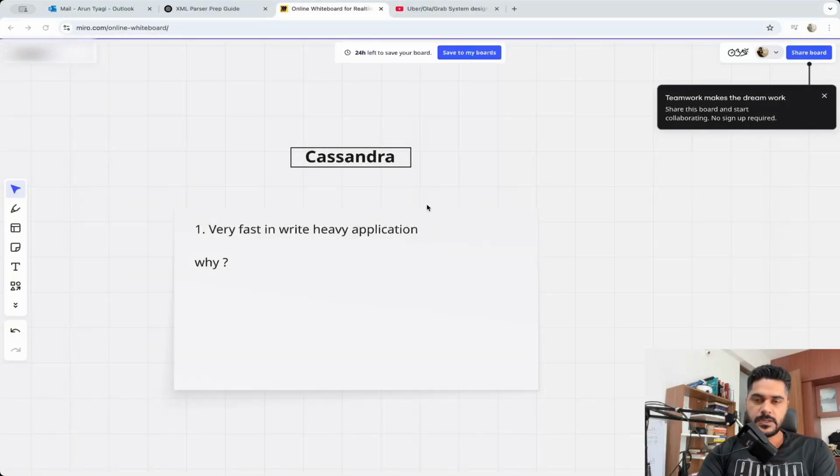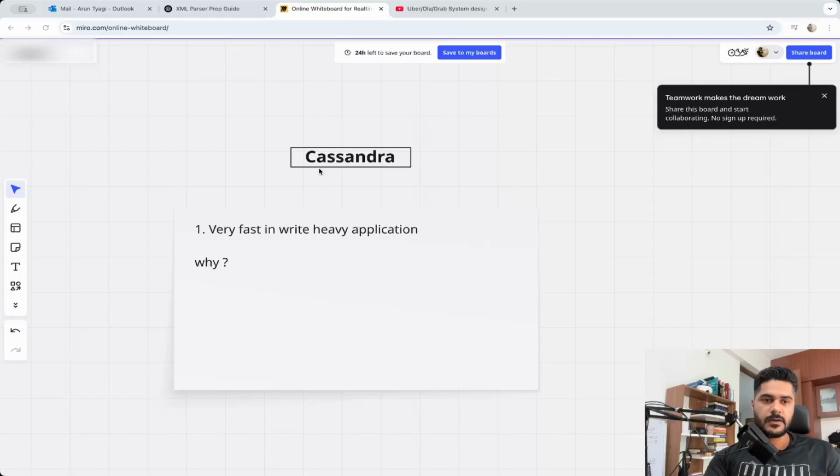Let's start with Cassandra, because I have used Cassandra in most of my designs. I'm not going to talk only about Cassandra; I'm starting from a database, and then I will come to the underlying technologies, and I'll be able to cover most of the NoSQL underlying technology with this.